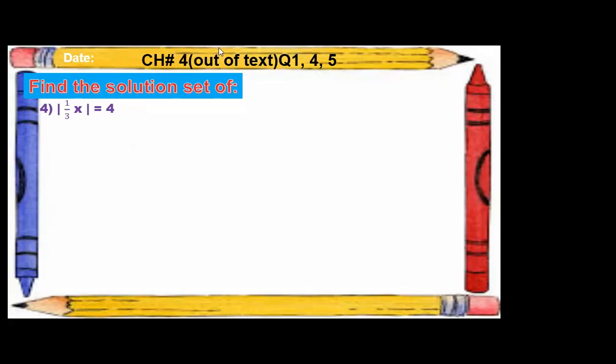Question number 4, I'm dictating the question. Mod 1 over 3x is equals to 4. Beta, mod 1 over 3x is equals to 4. Copy down the question.